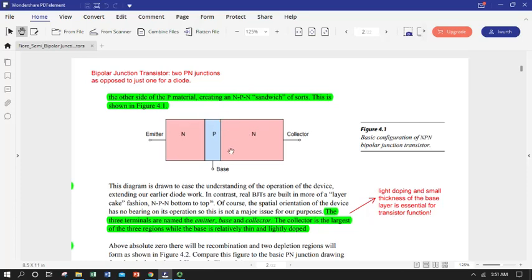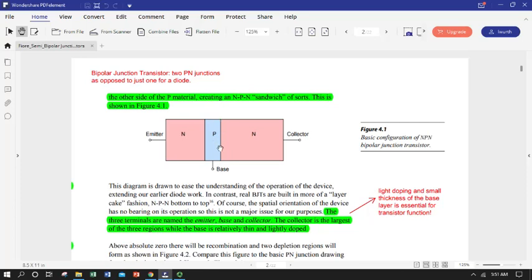These are all made by diffusion. This is one big single crystal, so we dope it three different ways. In fabrication methods we're not going to discuss in this class, but be aware this is not glued together or welded together. This is one monolithic piece of silicon. So it's going to follow all the rules of the materials that we studied in our first chapter.